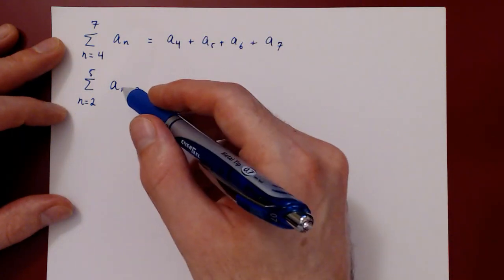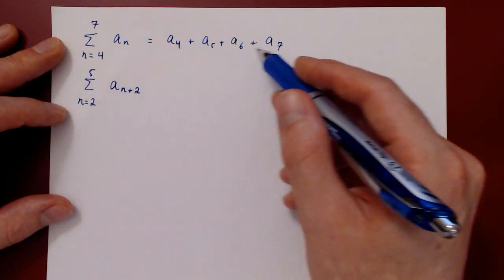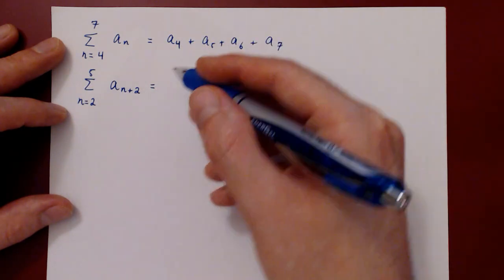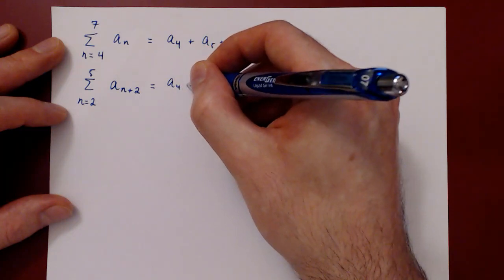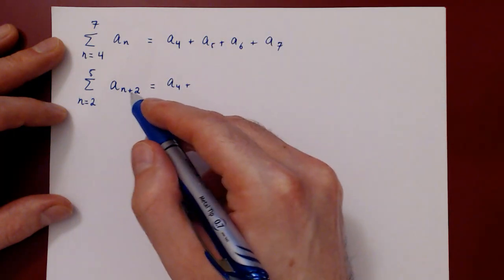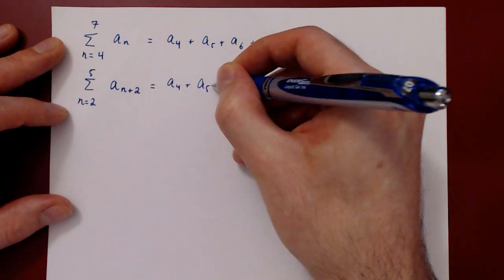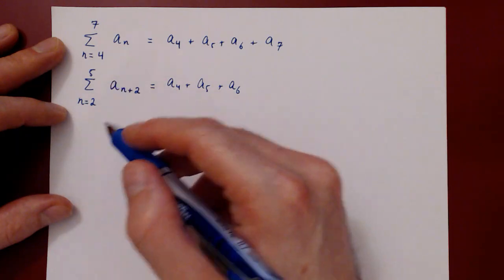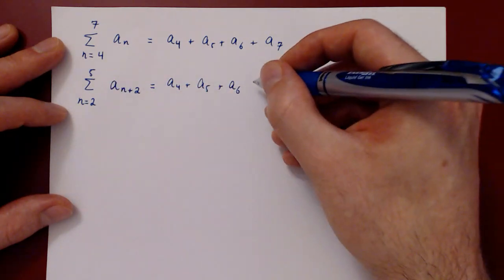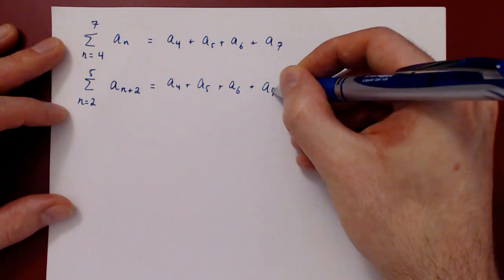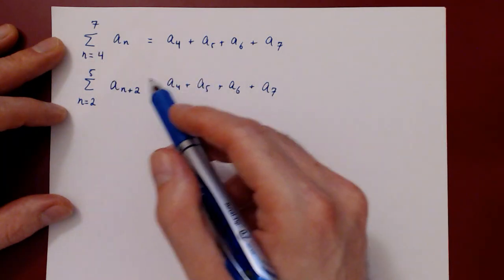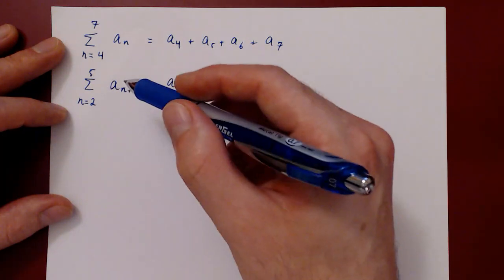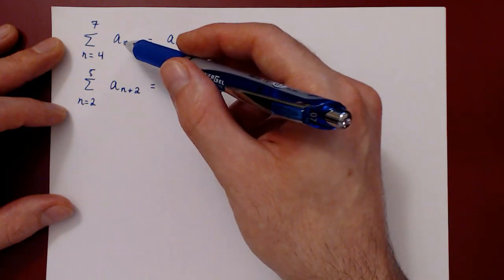We can verify that this is the same summation as the original by expanding it. When n is 2, 2 plus 2 is 4, so we have a_4. Then n increases by 1, n is 3, 3 plus 2 is 5. n equals 4, 4 plus 2 is 6. And finally, n equals 5, 5 plus 2 is 7. So these are two different ways of expressing the same summation using sigma notation, and the second one is a translated version of the first.